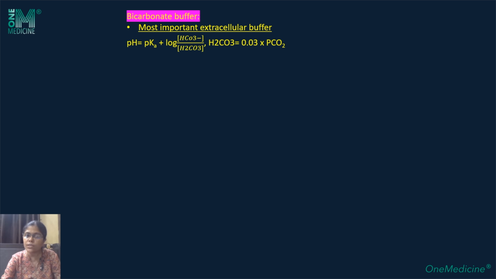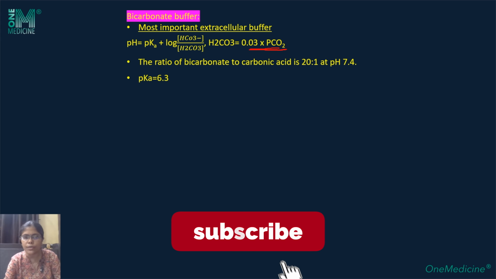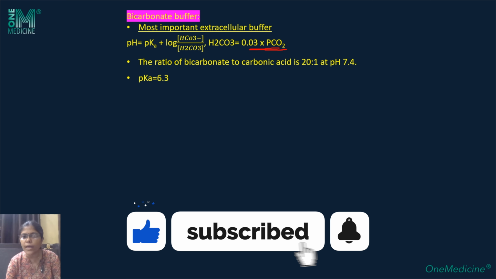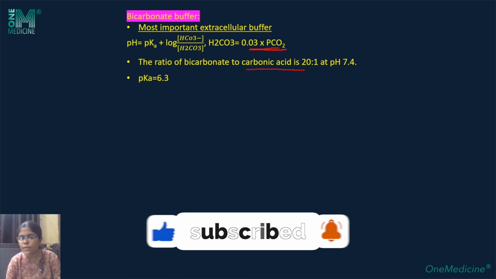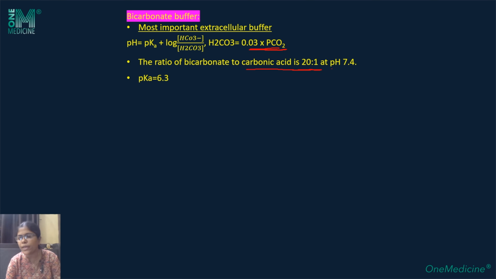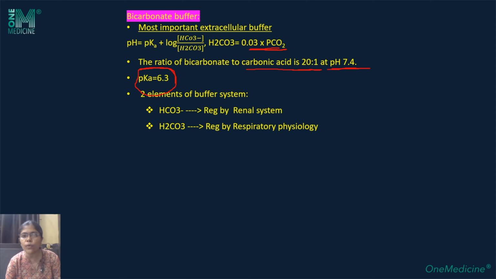Most important extracellular buffer. So if we convert the Henderson-Hasselbalch equation, the equation turns out like that, where H2CO3 equals 0.03 times PCO2. PCO2 is the partial pressure of carbon dioxide in the arterial blood, and 0.03 is the diffusion coefficient. The ratio of bicarbonate to carbonic acid is 20:1 at the optimal pH of 7.4, and it has a pKa of 6.3.